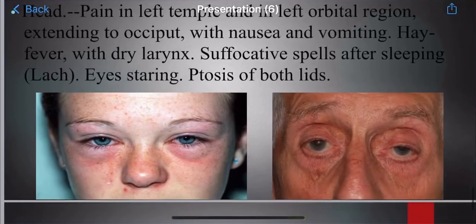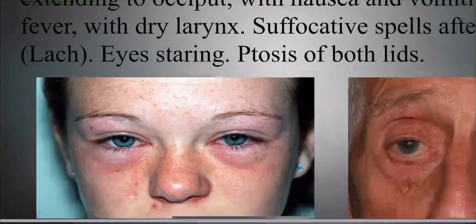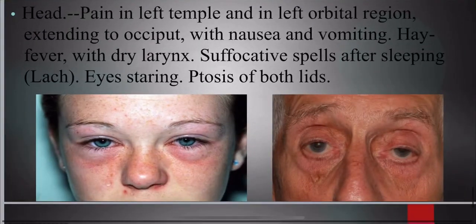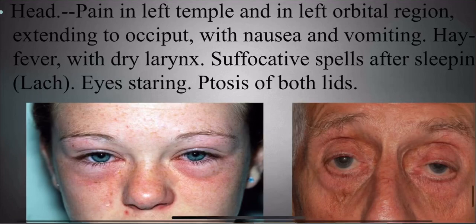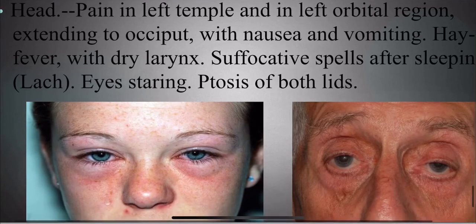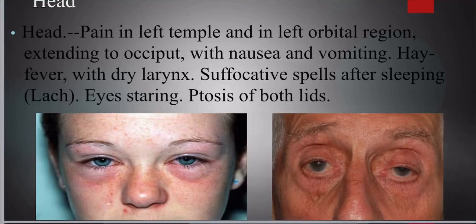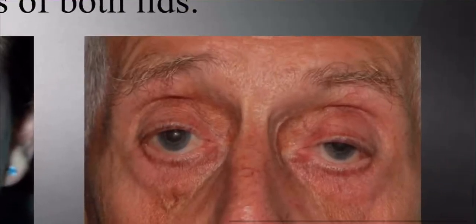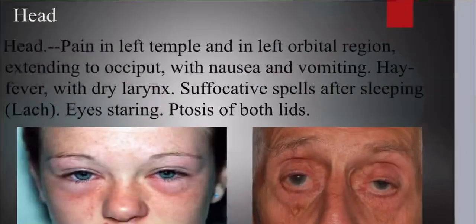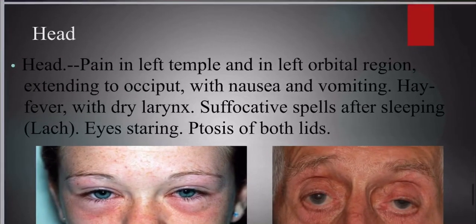Hay fever, the picture of this blue-eyed girl, this is a picture of the hay fever, typical hay fever look, with dry larynx, suffocative spells after sleeping, Lachesis, eyes staring, ptosis of both lids. Ptosis is the drooping. You can see both the eyelids are drooped here. There is ptosis of both the lids in Naja.